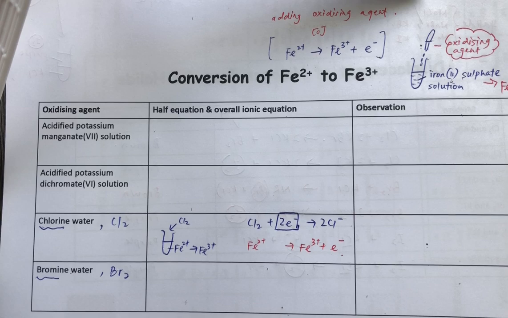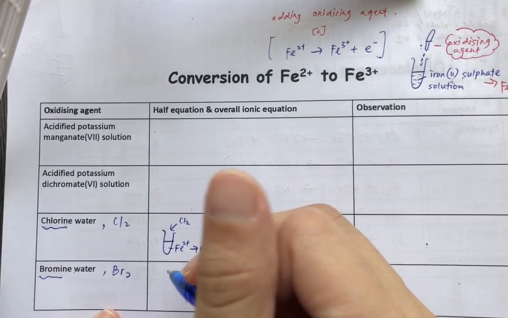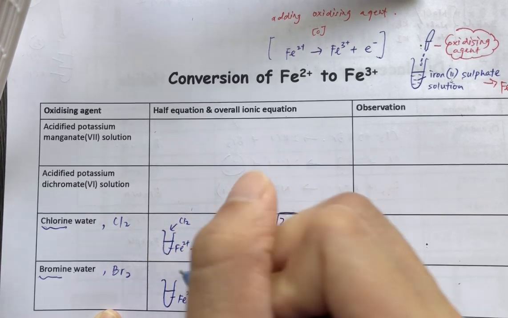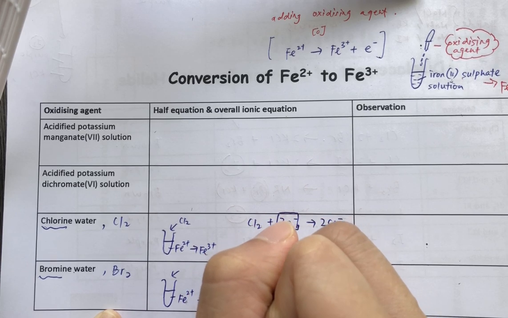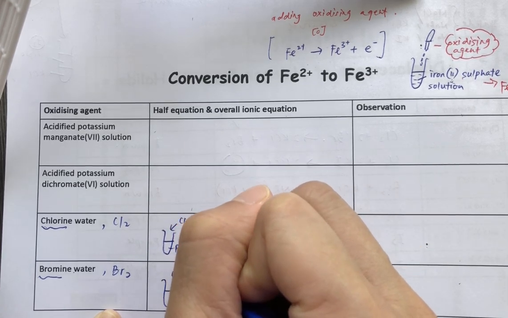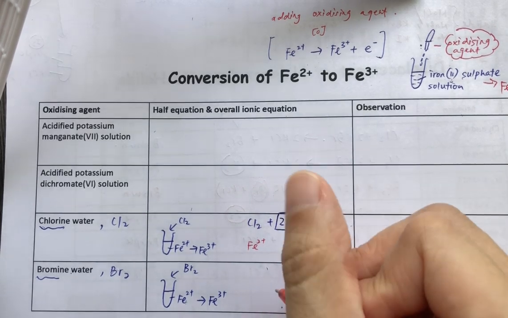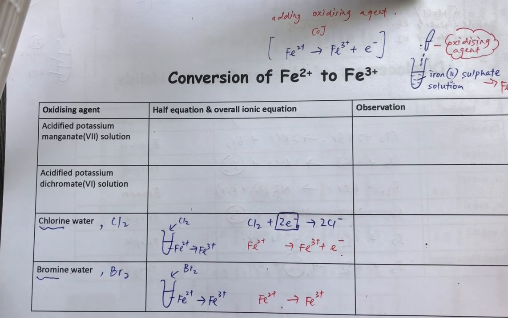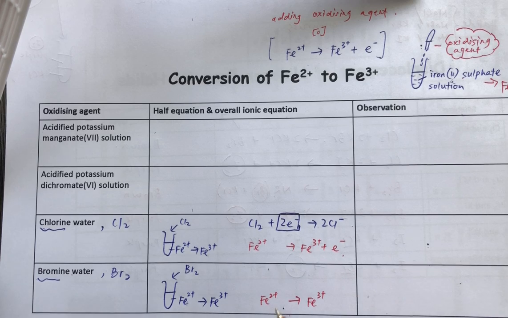Other than using chlorine, I can have another oxidizing agent that is bromine. How am I going to carry out the reaction? Again, I have Fe2+. In order to convert my Fe2+ to Fe3+, I can add bromine water. During this reaction, Fe2+ again will become Fe3+. For information, for this redox reaction, if you have Fe2+ at the beginning, then at the end, confirm it will become Fe3+, nothing else. Or vice versa, in the next lesson we will learn the opposite, that's Fe3+ to Fe2+. But for now, just remember, if at the beginning you have Fe2+, then most of the time, you will get Fe3+.